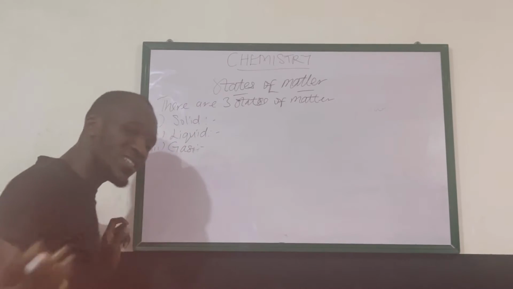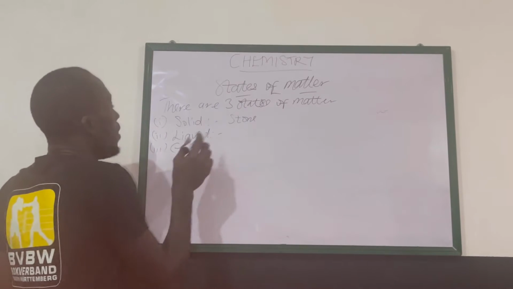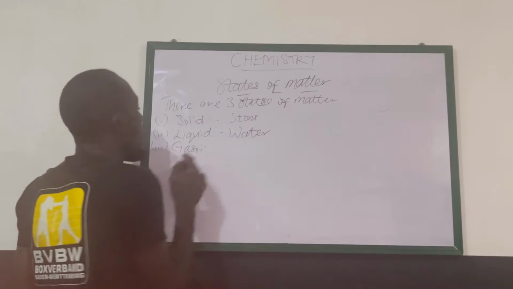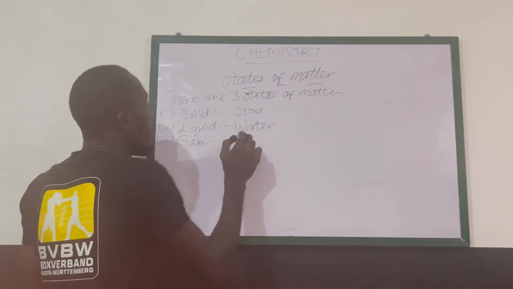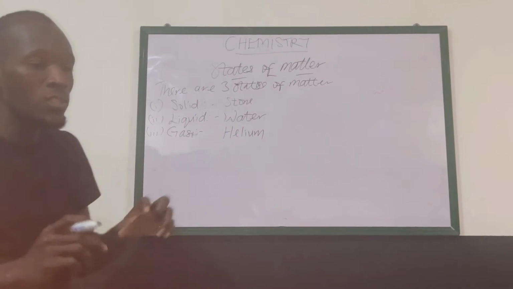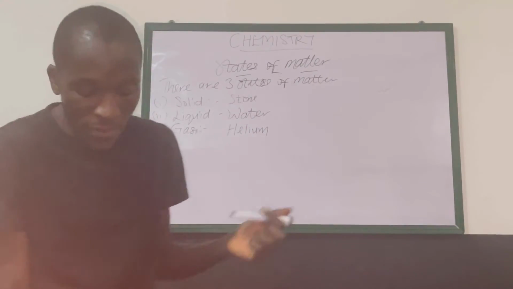Let me just give us a simple example of this. Solid, you can have anything solid; let me give you a solid example, stone. Liquid example, I can have water. While for gases, I can have helium, which is a gas. Now I'm going to be giving us the difference between these states, what they have in common and what they do not have in common.